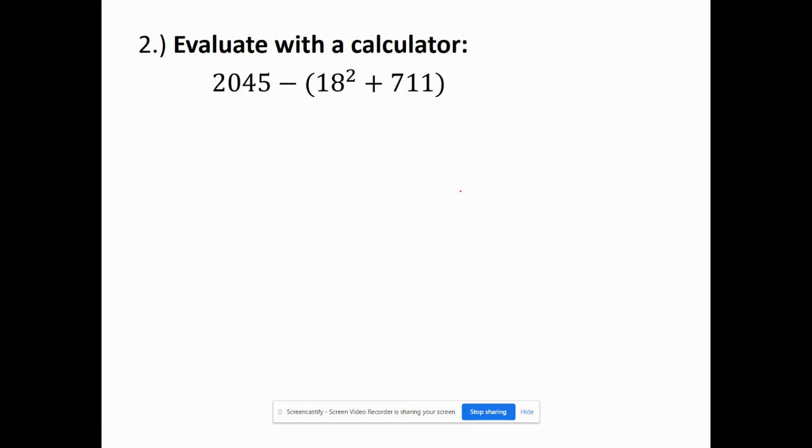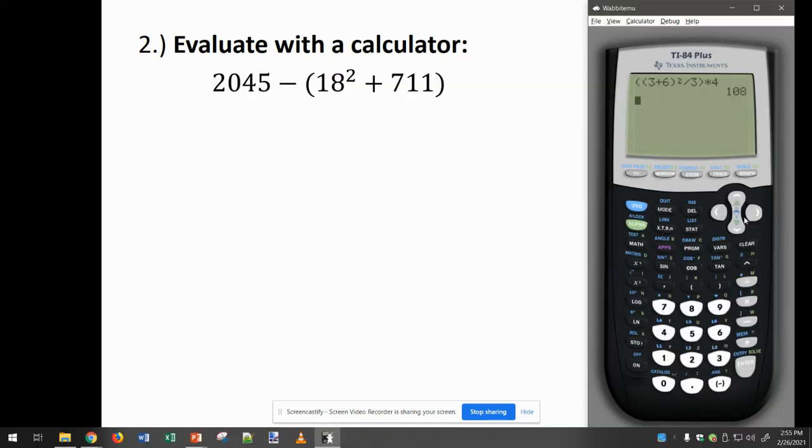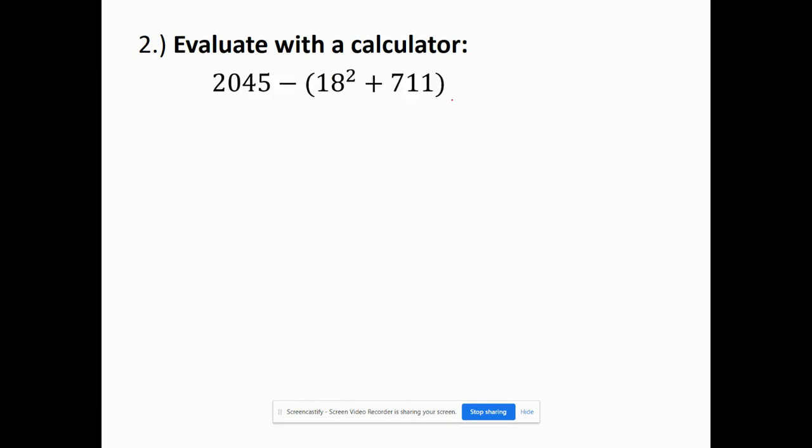This time, evaluate with the calculator. Okay, so get out my beast mode. 2045, this is minus, parenthesis, 18, and there's this square button that I used before, x squared, plus 711. Beast mode is worth it for this class. 10, 10. Done.